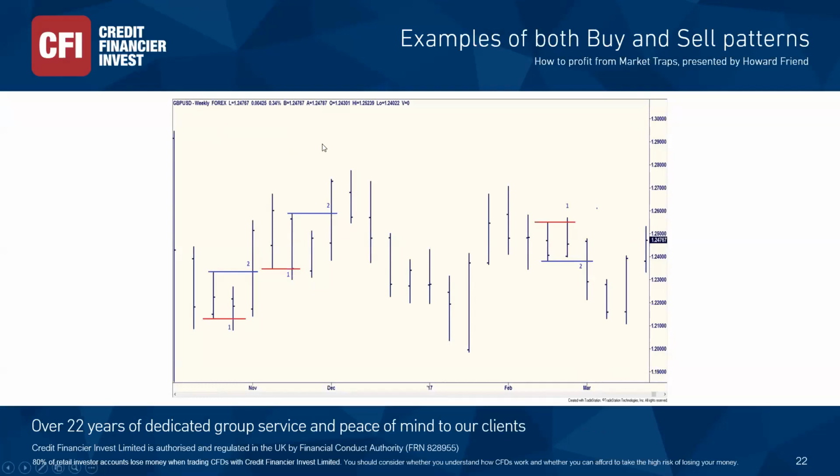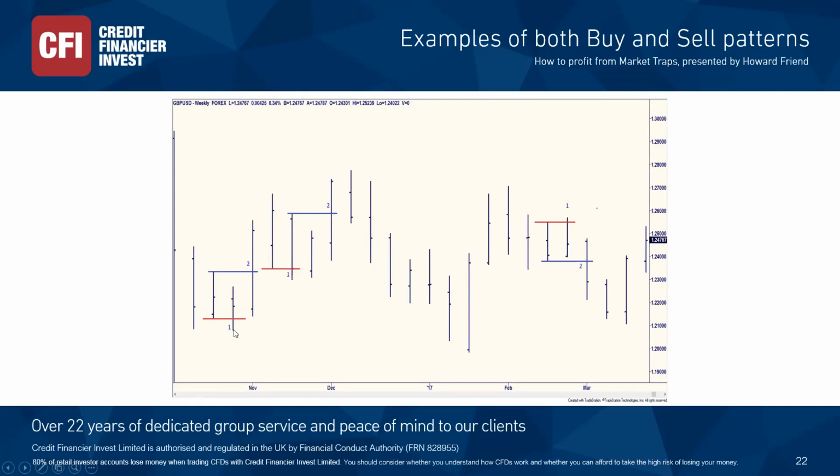Okay, so this first one is cable, sterling dollar weekly, and initially we've got a buy example here. So what we've got is the market, we had a big weekly range here, an inside weekly range here, another inside weekly range there. And then the market tries to break out of the inside ranges.